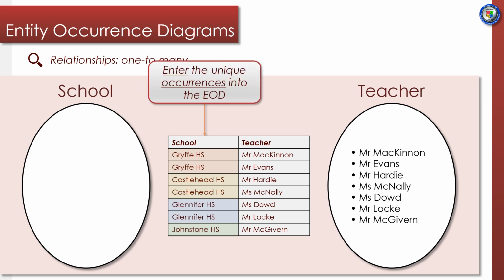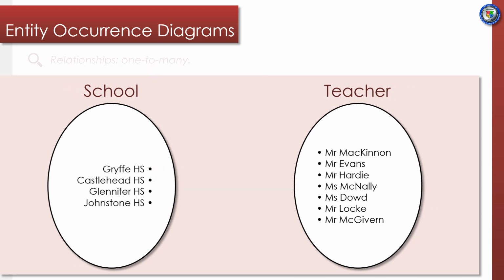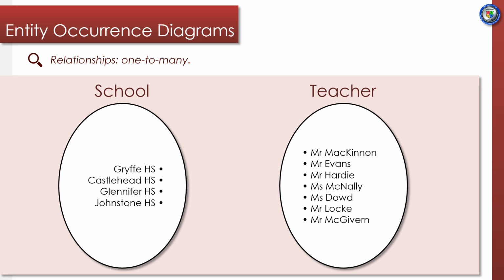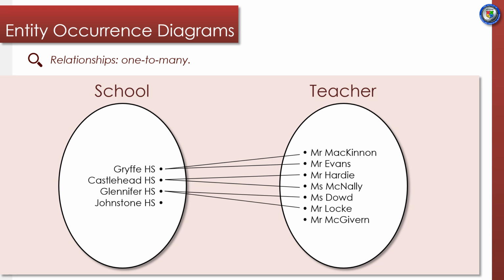We enter each of those unique entity occurrences into the entity occurrence diagram. So we show Greif once, Castlehead once, Glenifer once, and Johnston once. We are then able to establish those relationships, and we can see that Greif High School here has 2 teachers associated with it, Mr. McKinnon and Mr. Evans. Castlehead having 2, Glenifer having 2, and Johnston having 1.